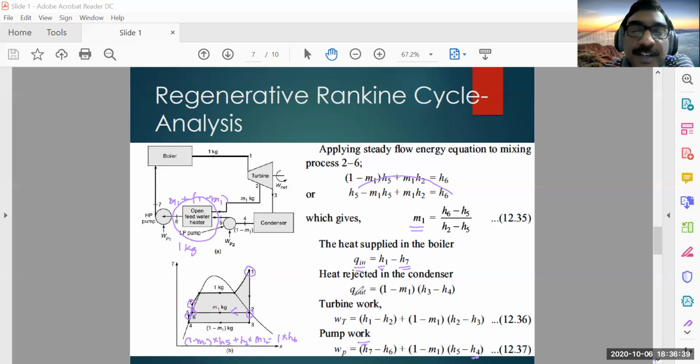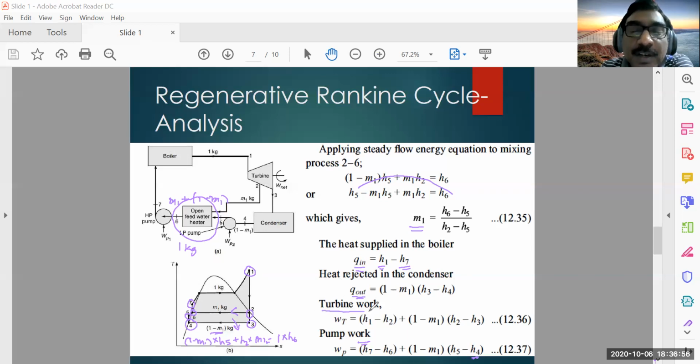And heat rejected is equal to this one. How much heat is getting rejected between this point and this point? The quantity is only this much. So the Q out is equal to (1 minus m1) into (H3 minus H4).